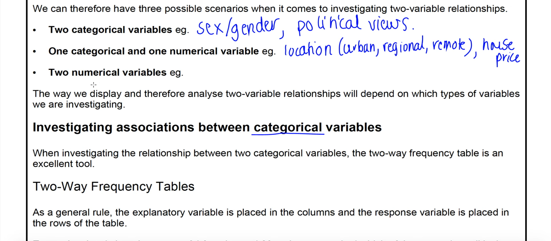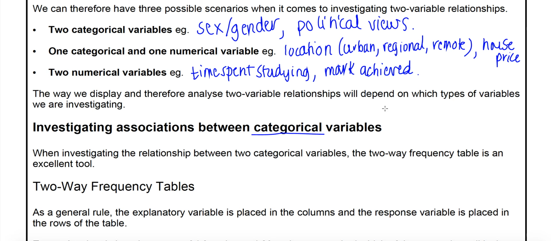And finally, where we spend a lot of our time in core is looking at two numerical variables. That might be something like the one that comes up the most: time spent studying and the mark achieved. So that's a nice easy one. We can see both of them are clearly numerical variables, and the only way that we'll display those is in a scatter plot, but that's to come later on.